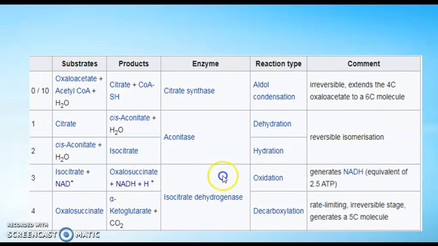So the product in the third step is oxalosuccinate, and it is simply an oxidation reaction. And in this step, it generates NADH. Look, this is the NADH, and it is equivalent to 2.5 ATP.